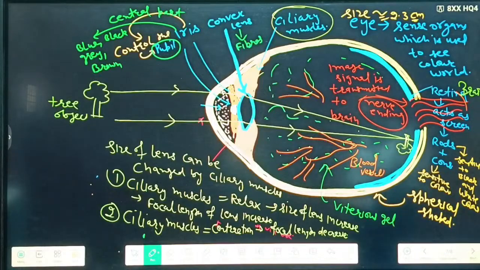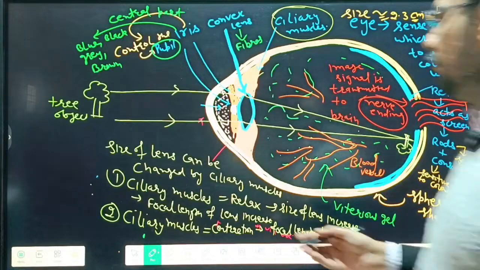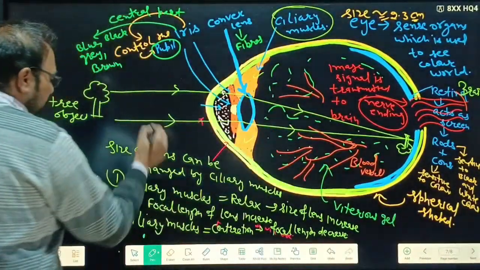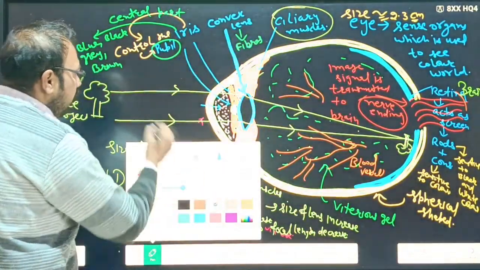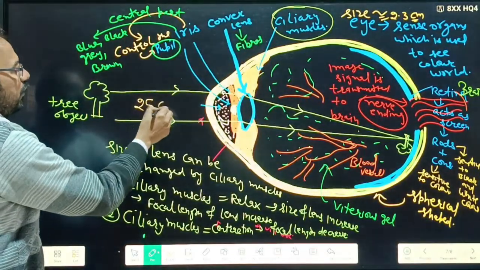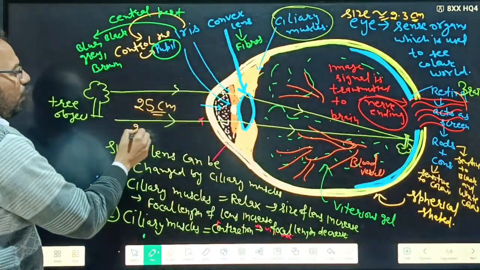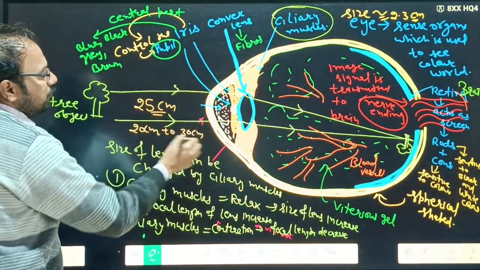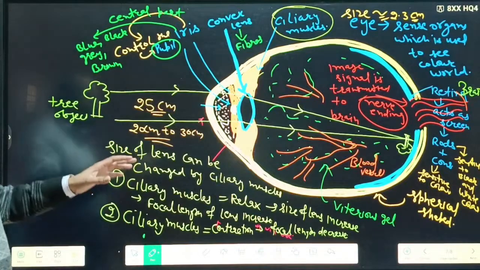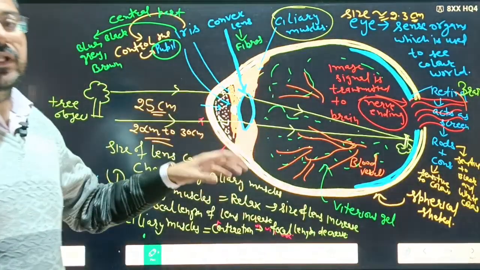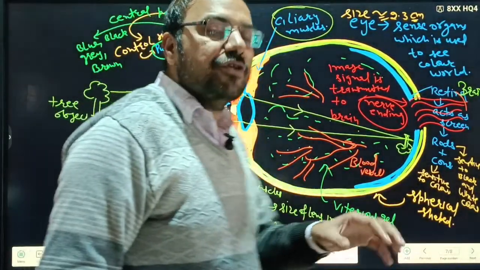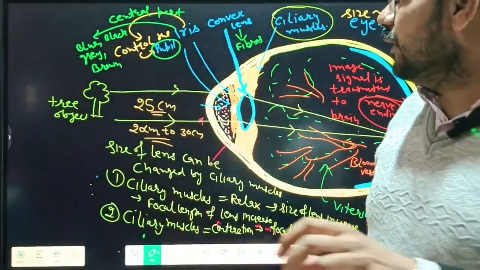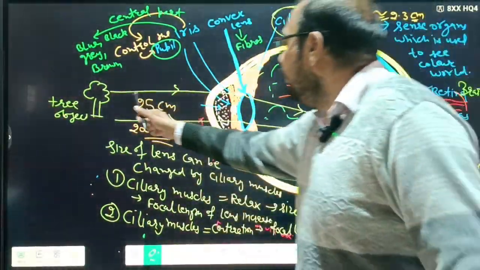So, and here normal distinct vision. How much is the normal distinct vision? 25 centimeter. Nearly we write 20 centimeter to 30 centimeter. So we are comfortable seeing the object without any strain or pressure on the lens. What should be the distance between the object and the eye?